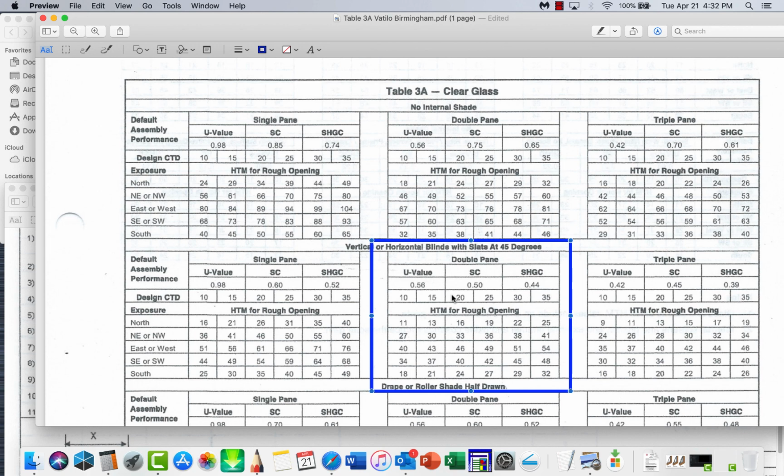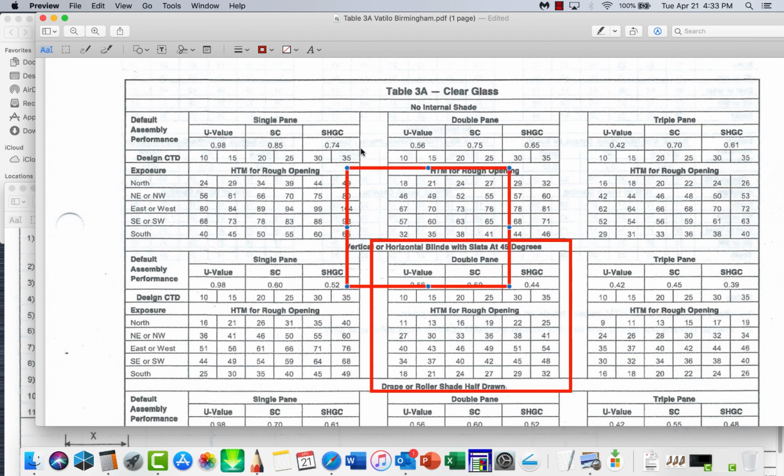Okay, so we got a couple different things up here. You got U values, you got SC, SH, GC. Like I said, these have to do with the cooling and thermal gains of the window. And then here you have your CTDs, your T3 CTDs. Remember we were talking about 18, and 18 we'd round up to 20. So we're going to be working in this box right here. So ours is 20, and then we've got to use a few more boxes to help figure this out.